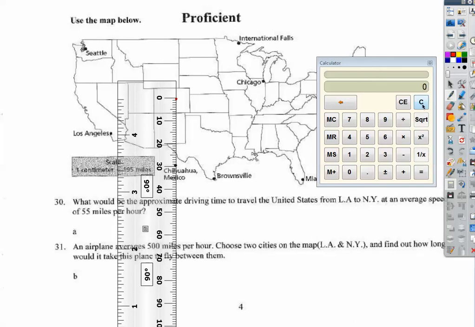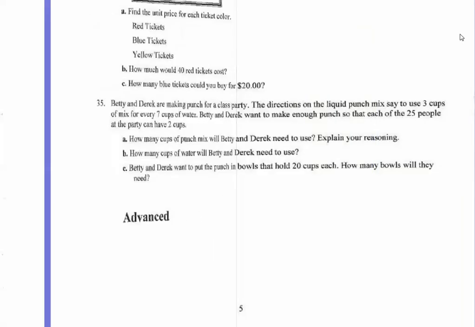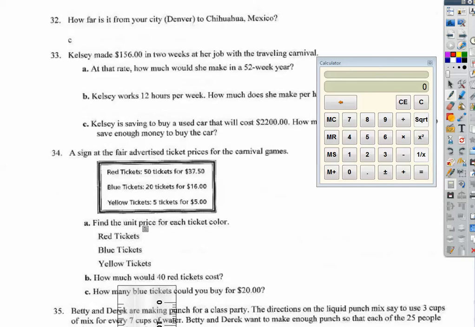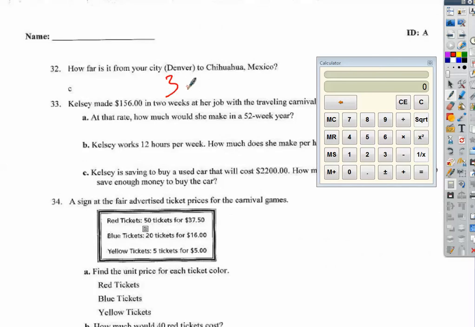So I know that 3 centimeters is going to be equal to, and I'm going to have to multiply that by 195 because there's 195 miles in each centimeter. 585 miles. And there we are, done with the map.